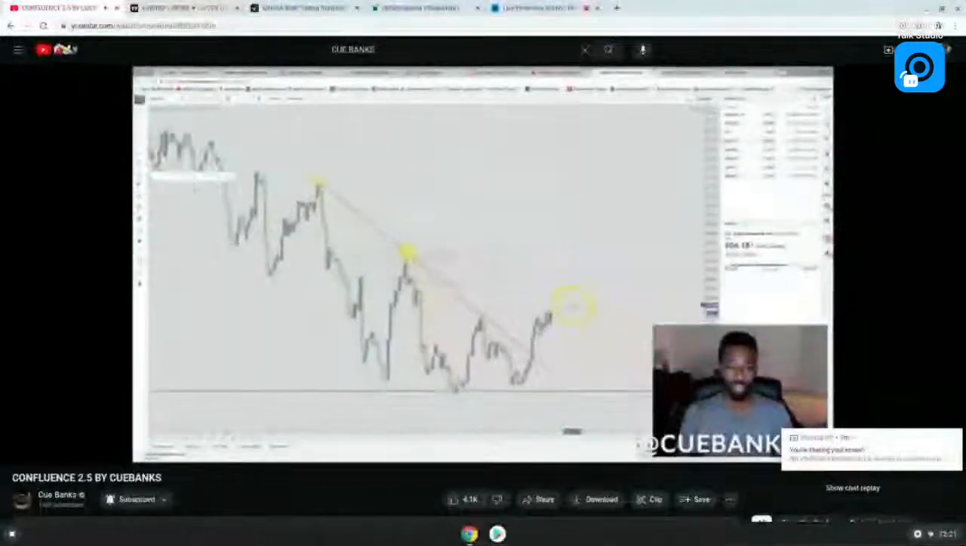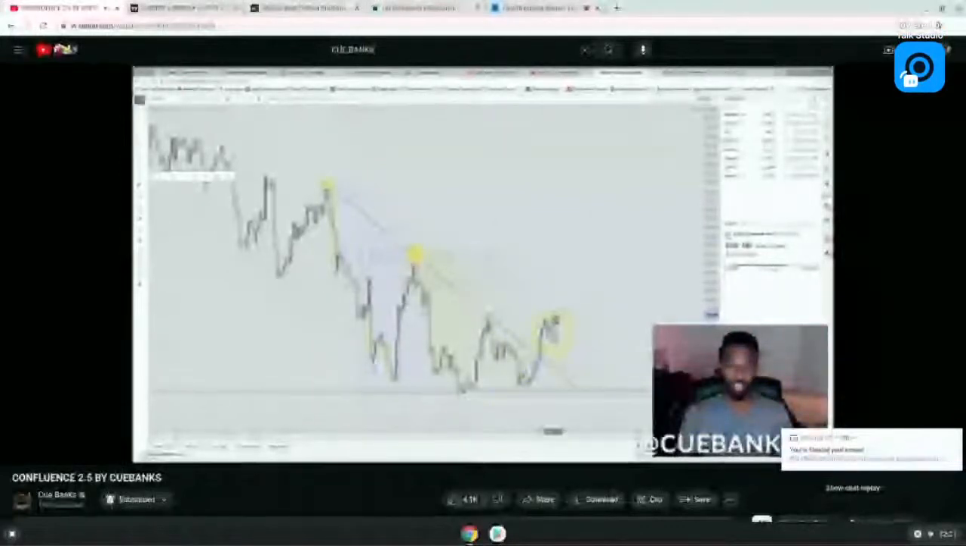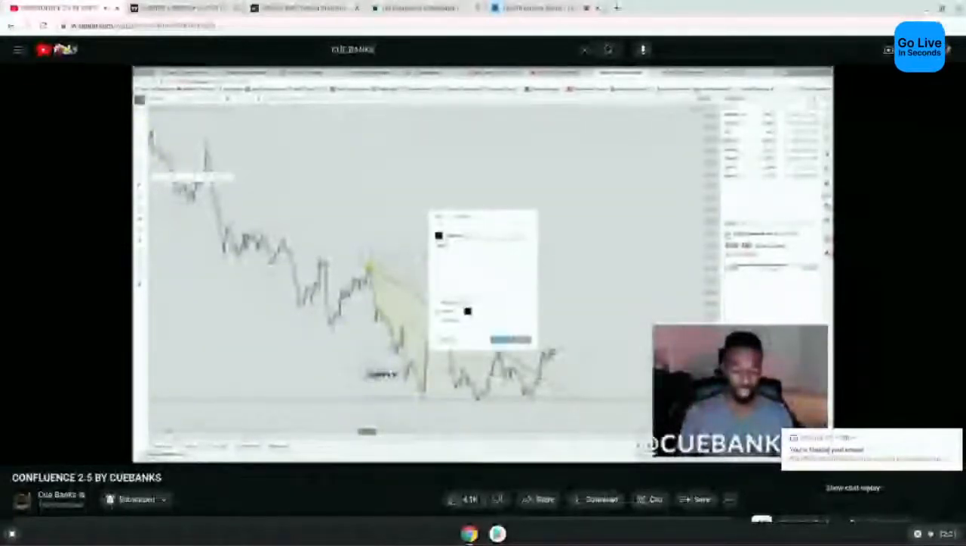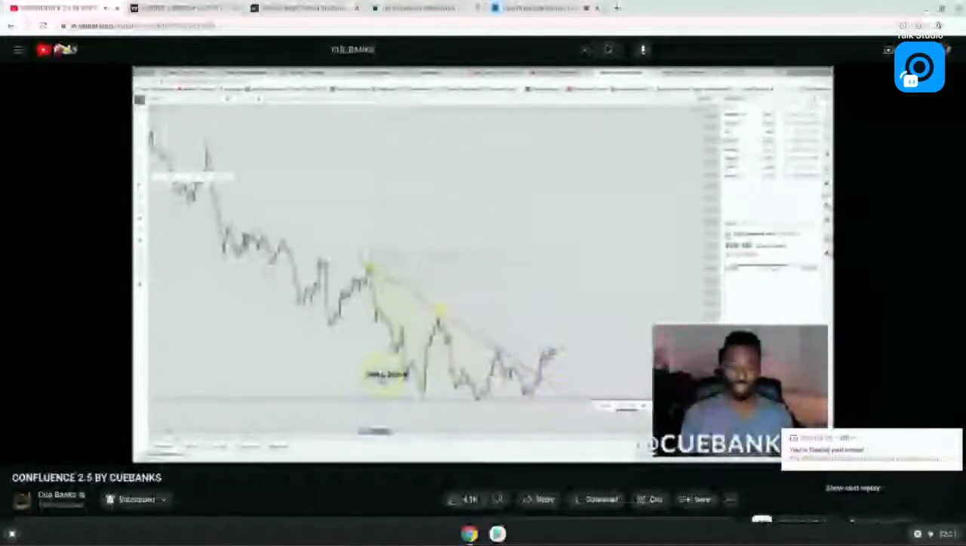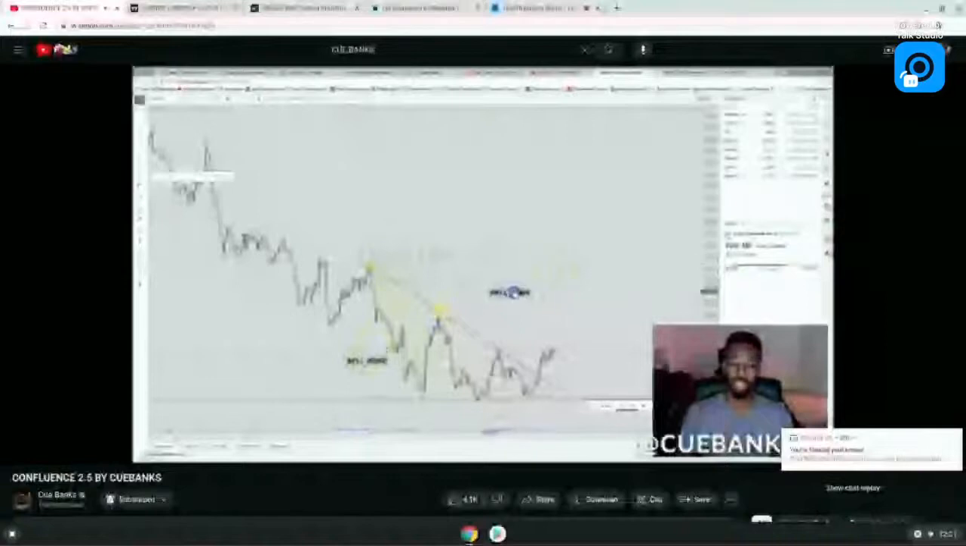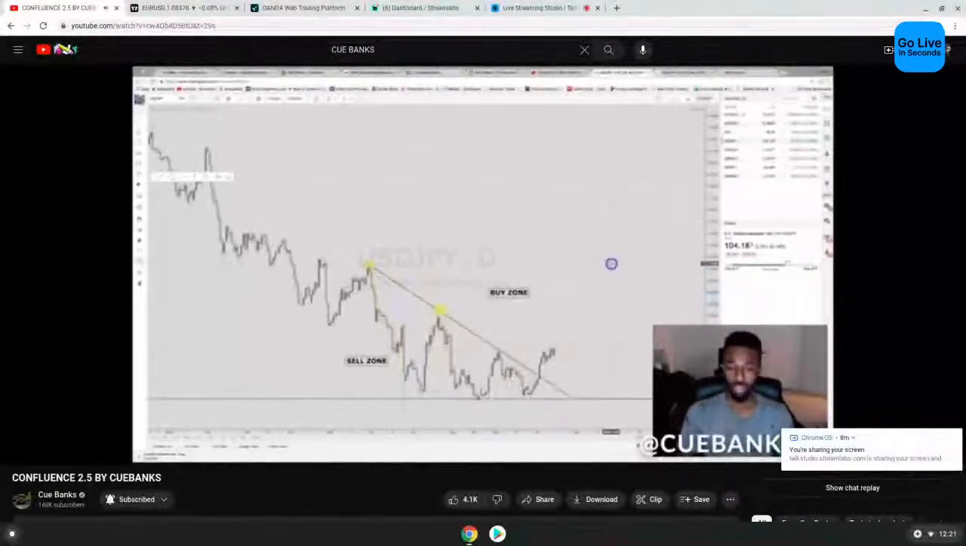So when it came down to this setup right here, I saw it break this trend line. It came from a sell zone, which is when the market is under a trend line. That's when you're looking for the market to bounce off of the trend line, creating lower highs the entire time. On the opposite end, you're looking at a buy zone.